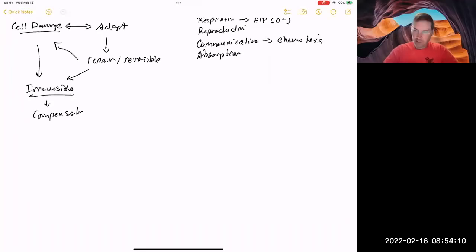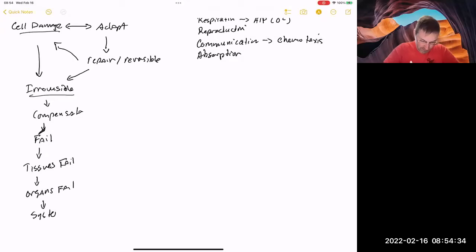But whatever the case, the cell attempts to compensate, eventually it begins to fail. And then, of course, as cells begin to fail, that leads to tissue failure, right? Remember, tissues, two or more cell types working together make up tissues. And then as the tissues fail, you see the organs fail. And then the organ systems fail. And look at this, the whole, right, divisions of life that we talked about. And eventually we see that manifest in the organism. All right.